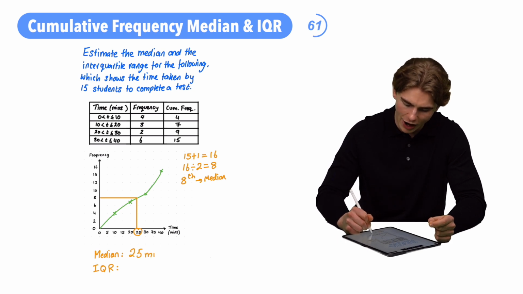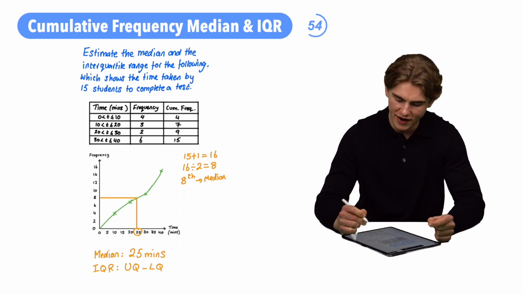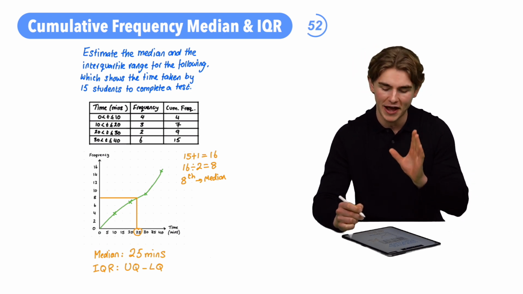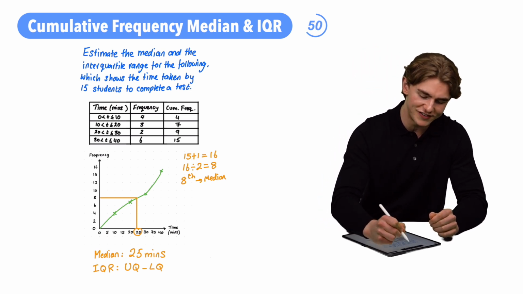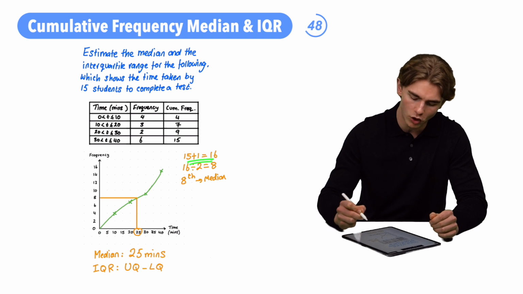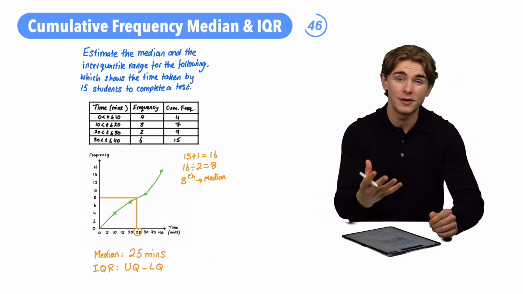Now, what about our interquartile range? That's going to be our upper quartile subtract our lower quartile. How are we going to find which values represent the upper and lower quartiles? Well, we're going to do our 16, which we found by doing our 15 times by 1 over 4, or divided by 4, you could say.